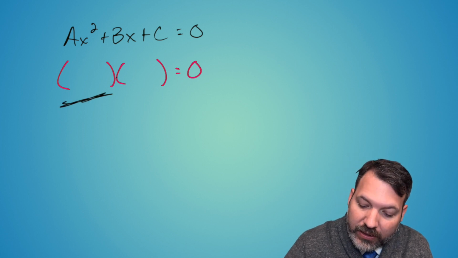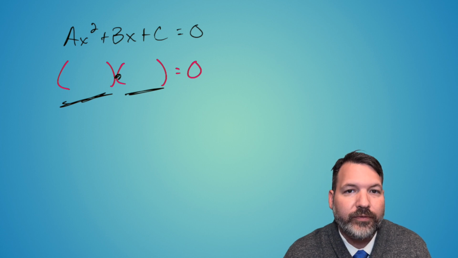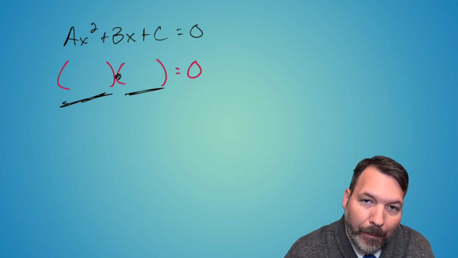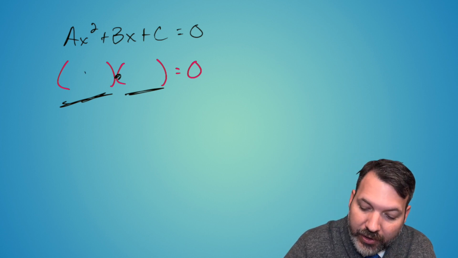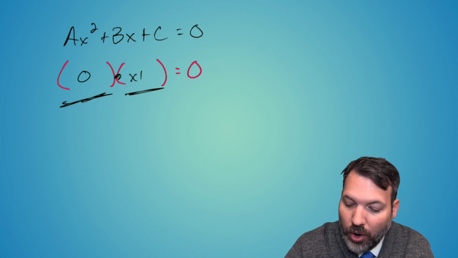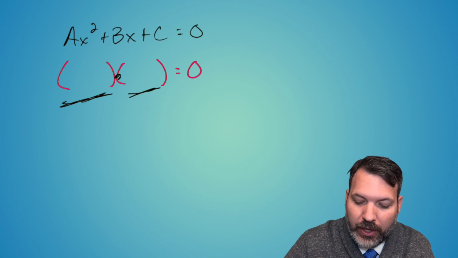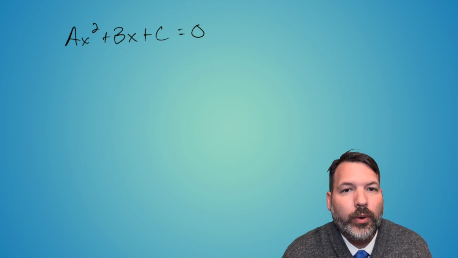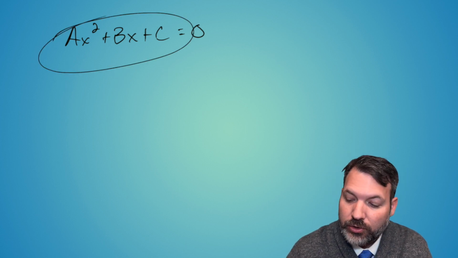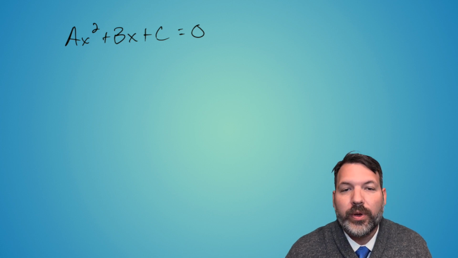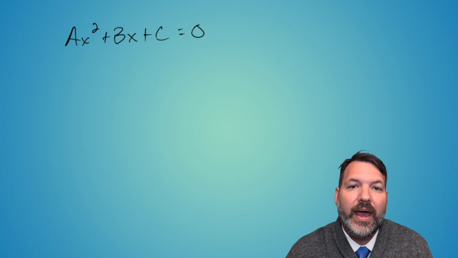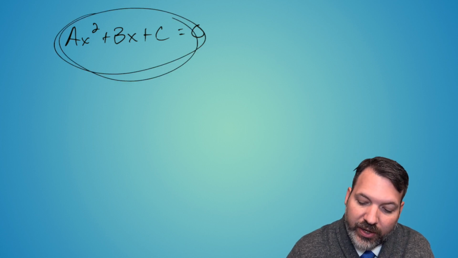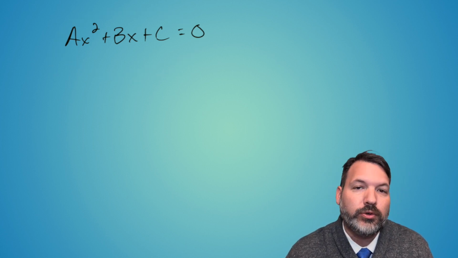If we have blank times blank equals 0, we have some important information about what could fill in those blanks. The only way you can end up with a product of 0 is if you are multiplying with 0 itself. This is either 0 times something like x plus 3, or it's going to be the first factor, x minus 8, times a 0. But one of these two factors has to be 0. All we're going to try and do is use the box method to factor the initial trinomial, and then from that factored form, we can set the individual factors equal to 0 and solve. It gives us a way to solve those linear factors for 0 directly, which will eventually give us the quadratic solutions that we want, the solutions to the initial trinomial.